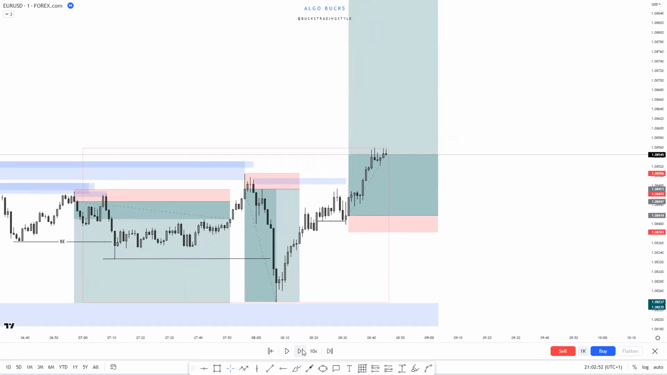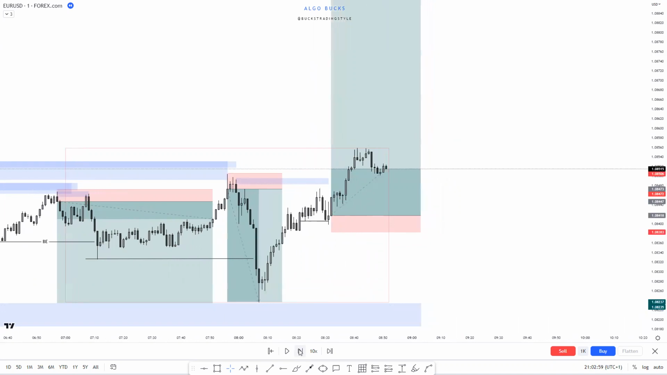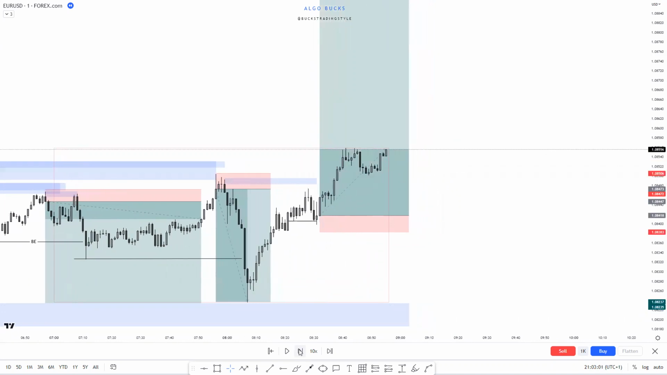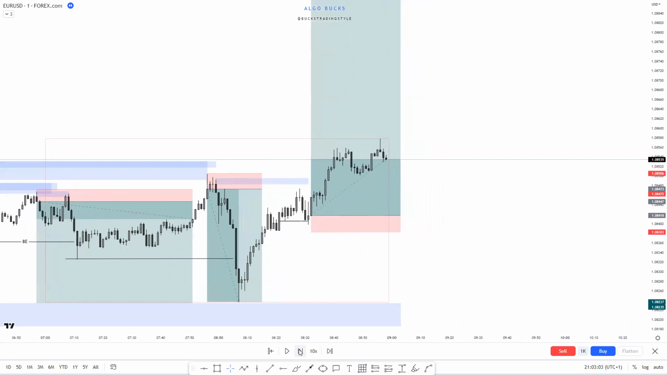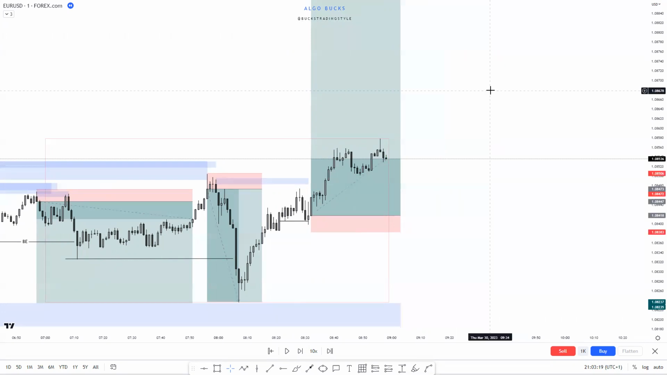Remember the M1 MSU model? That's for re-entries. So we wait to see the re-entry model in order for us to take trades. Right here on the M1, we had this structure low, this high, this low, and then a new high. So if price breaks this low and comes into this whole demand range, we can look for a candlestick pattern to buy because this is from the M1 time frame.